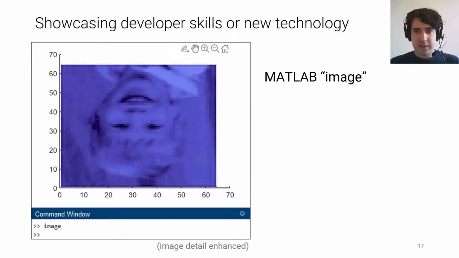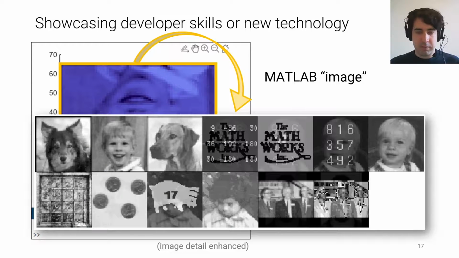Another purpose of Easter eggs is to showcase developer skills and new technological capabilities. So in MATLAB, the image command produces this upside-down image of a boy, but if you dig into the bits inside the image, one finds a bunch more images hidden even further. And so this Easter egg was added in response to complaints that MATLAB only supported double precision values at the time.